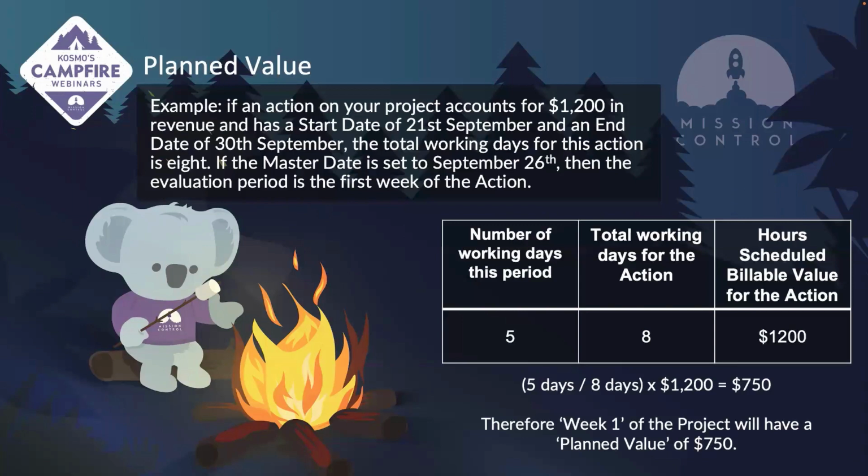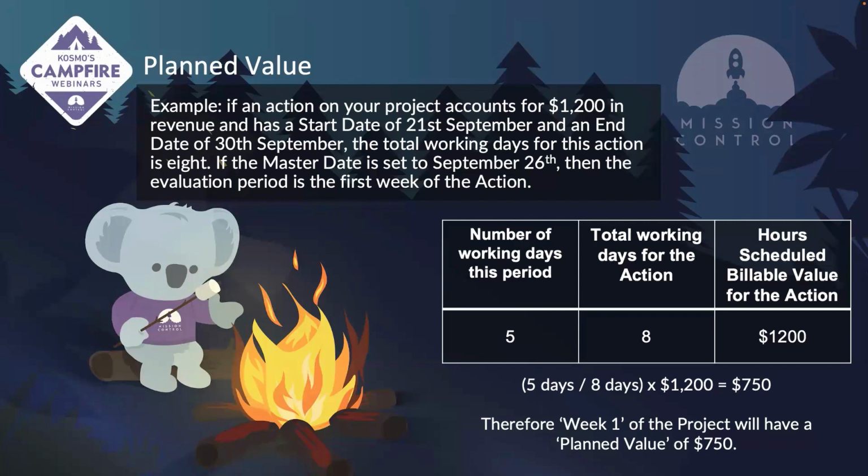Okay, so just to further break this down, if you had an action on your project that accounts for $1,200 in revenue, and it has a start date of the 21st of September, an end date of the 30th of September, the total working days for this action is 8.